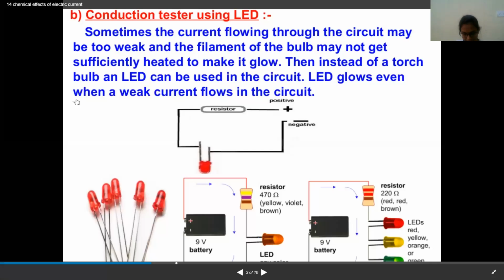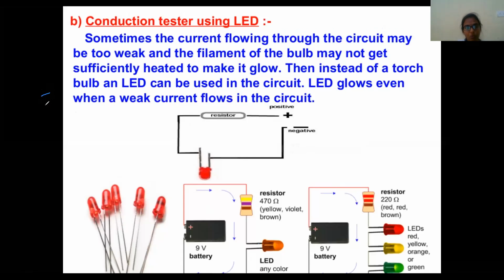Many times the conducting solutions or conducting objects are not so high power. They are very poor conductors. In the case of poor conductors, the 5-volt bulb is not sufficient, because they will pass very, very little current, 1.5 volt or 0.7 volt. With that current, the bulb does not glow. That means they are not insulators, but they are poor conductors.